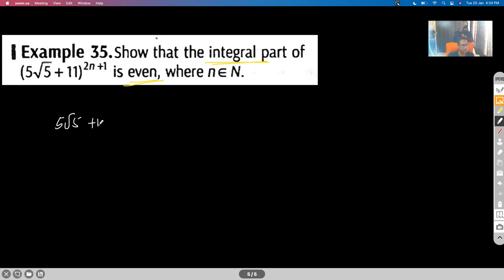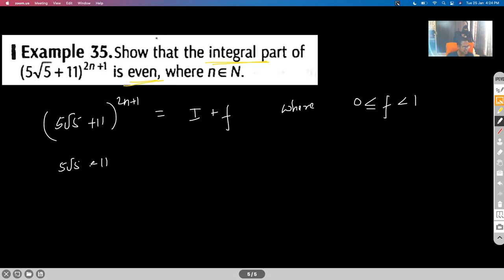Correct. So let us first write this down as some I plus F, where F is some fraction between 0 to 1. Now let's consider this term, 5 root 5 minus 11, to the power 2n plus 1. And as I told you, this term will definitely be a fraction. So this will be somewhere between 0 to 1.